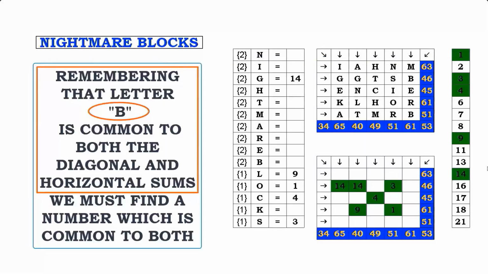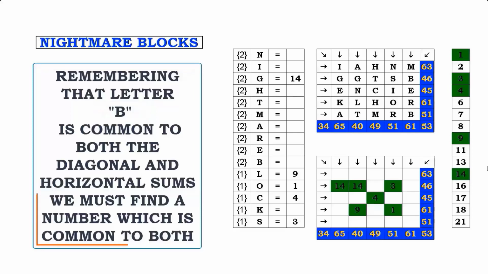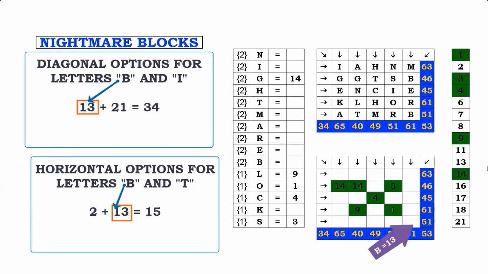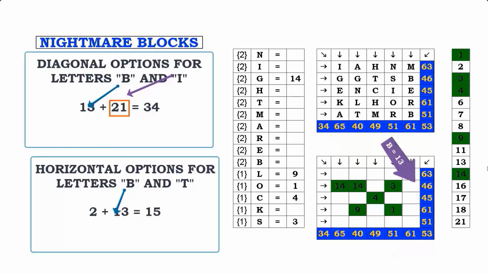Remembering that letter B is common to both the diagonal and horizontal sums, we must find a number which is common to both. We can see that 13 is common to both the diagonal and horizontal sums, so letter B must be worth 13. And if letter B is 13 on the diagonal, then letter I must be worth 21. And if letter B is 13 on the horizontal, then letter T must be worth 2.